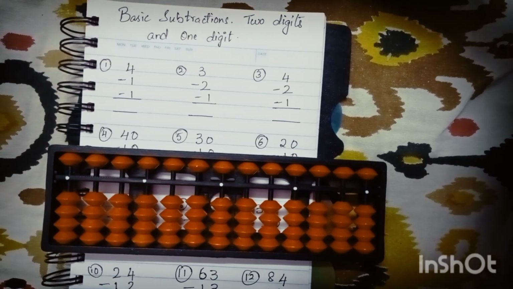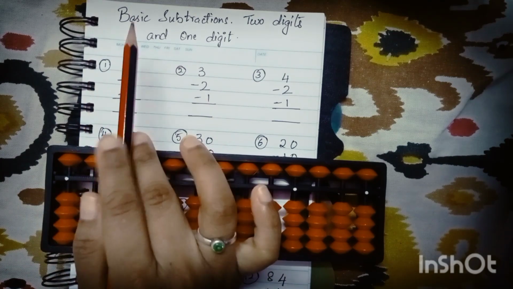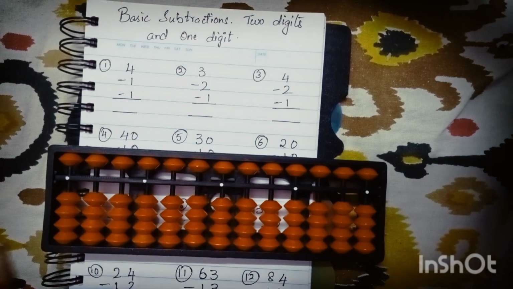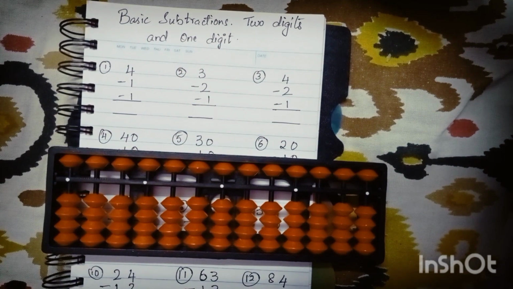In this video, we are going to do basic subtractions on the Abacus scale. Basic subtractions. In this video, I am going to do easy sums. Complicated sums will be done with the help of formula. In the further videos, I'll be explaining you first the formula, and then I'm going to explain you how to do with the help of formulas on Abacus scale.